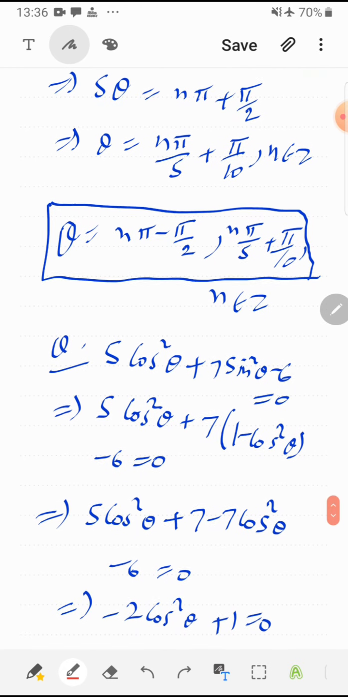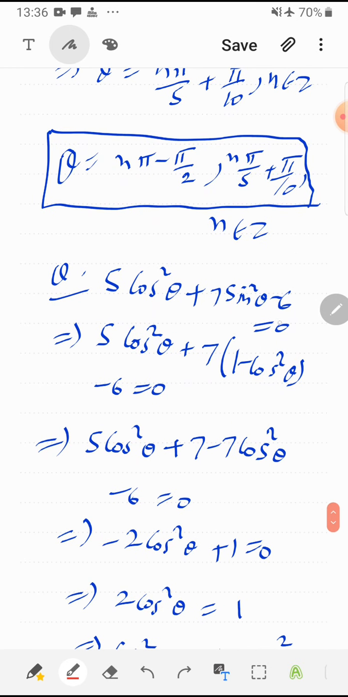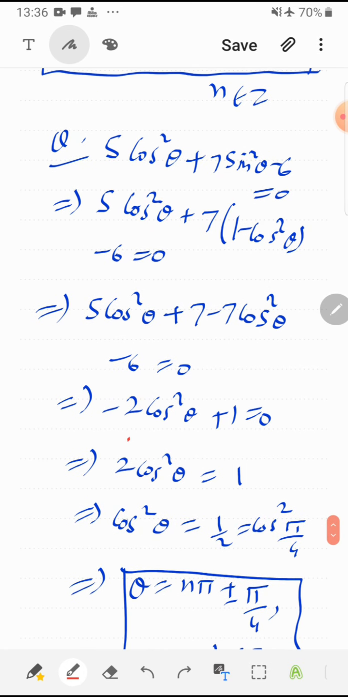Finally, the last question of today is 5 cos square theta plus 7 sin square theta minus 6 is equal to 0. Clearly I want to change either cos square or sin square so that there is a single trigonometric ratio in this question. So I am writing sin square theta as 1 minus cos square theta, and after simplifying the terms I'll get minus 2 cos square theta plus 1 is equal to 0, or cos square theta is equal to half. Half means 1 by root 2 square, so cos square pi by 4.